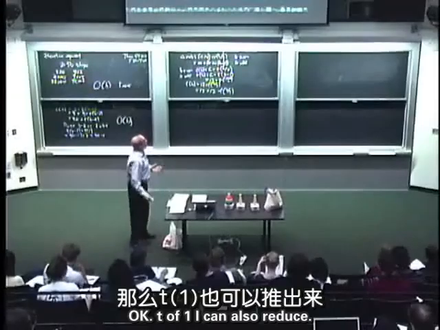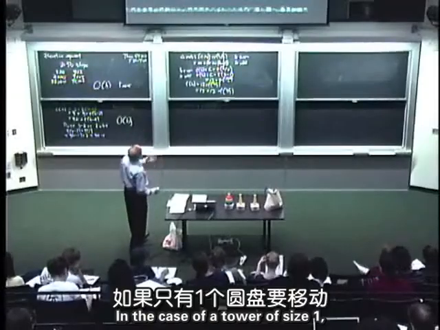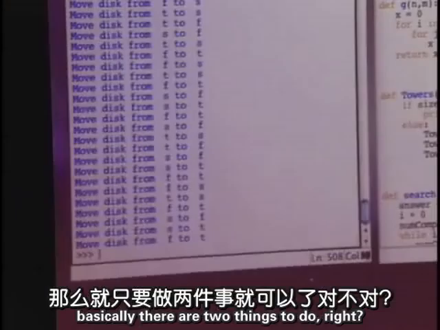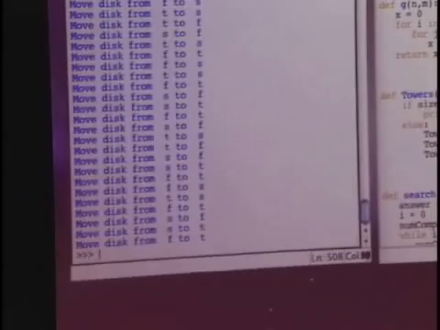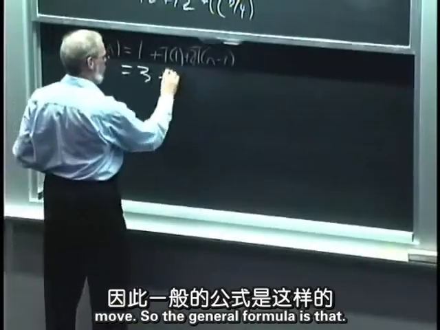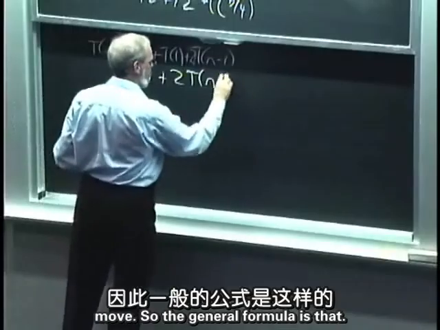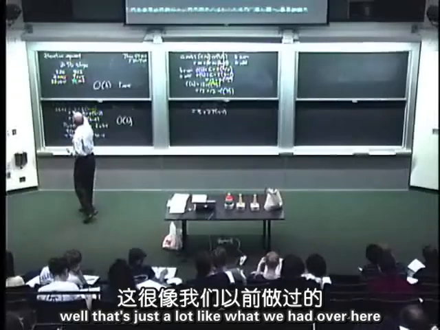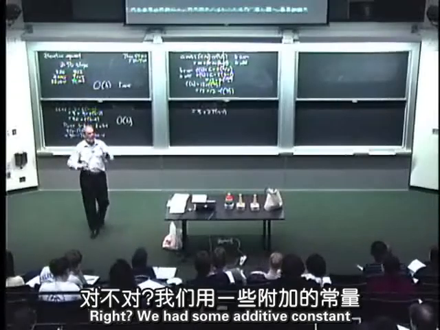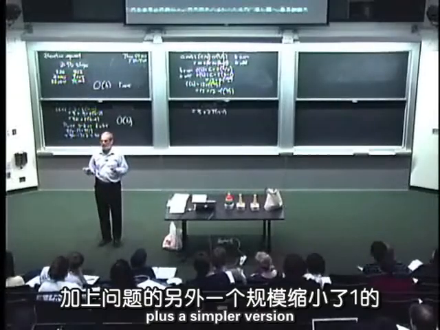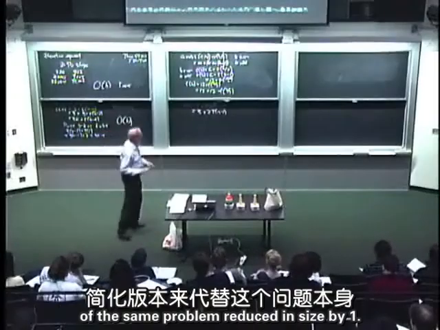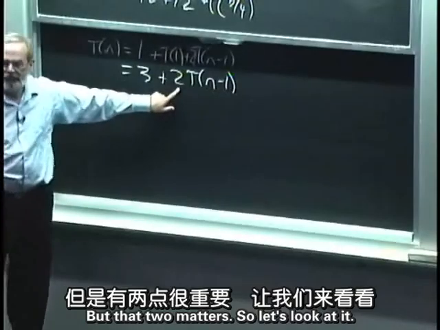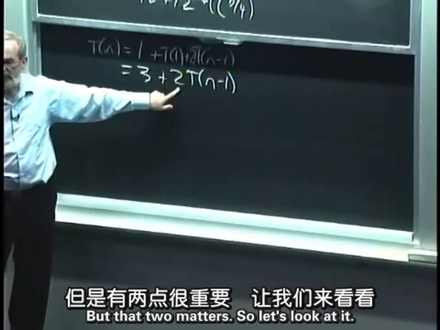T of 1 I can also reduce. In the case of a tower of size 1, basically there are two things to do, right? I got to do the test and then I just do the move. So the general formula is that. Now, you might look at that and say, well, that's just a lot like what we had over here, right? We had some additive constant plus a simpler version of the same problem reduced in size by 1. But that, too, matters. So let's look at it.